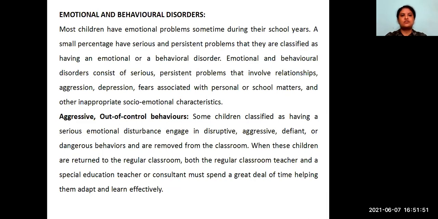When we talk in terms of emotional and behavioral disorders, emotional disorders include disorders consisting of serious persistent problems that involve relationships, aggression, depression, fears associated with personal or school matters, and other inappropriate socio-emotional characteristics. Generally we call this behavioral disturbances. Aggressive or out of control behaviors are at times seen.